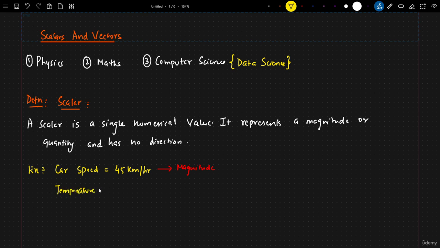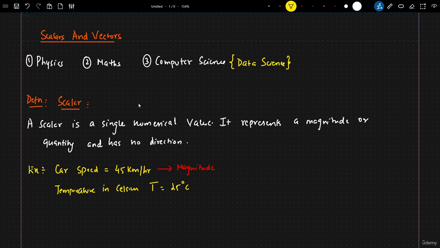Another example that you can consider: let's say I write temperature in Celsius. Let's say the T value is 25 degrees Celsius. So here also we have a magnitude. When we talk about car speed and temperature in Celsius, these are mostly in terms of physics or normal everyday usage. We are not specifically discussing data science.